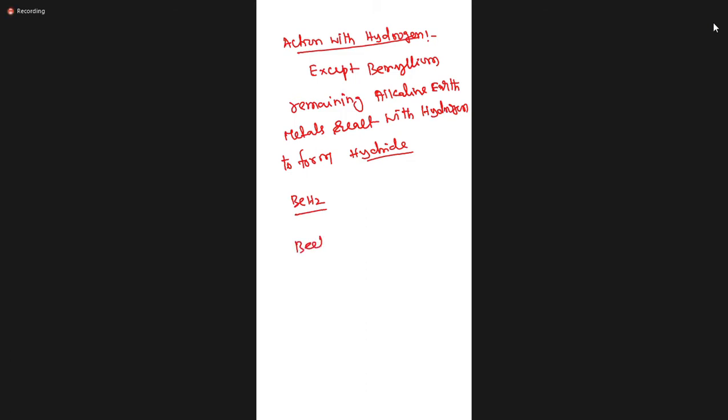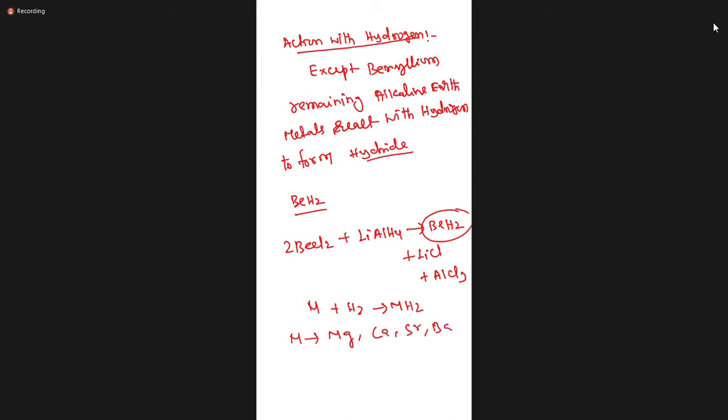Beryllium chloride reacts with lithium aluminum hydride. This gives rise to beryllium hydride plus LiCl plus AlCl3, followed by filtration of the beryllium hydride. The alkaline earth metals form one type of hydride each: BeH2, MgH2, CaH2, SrH2, and BaH2.